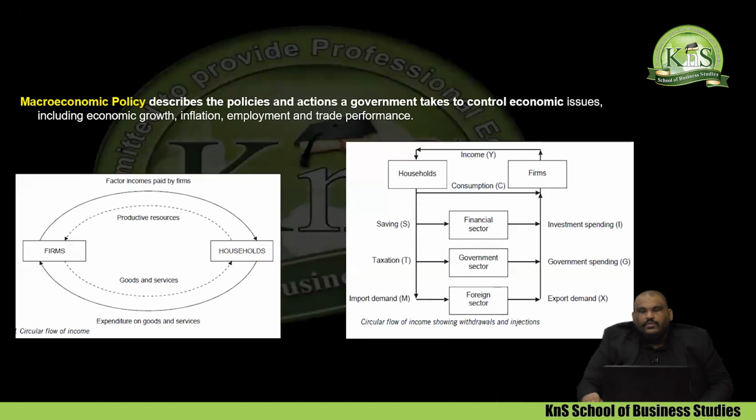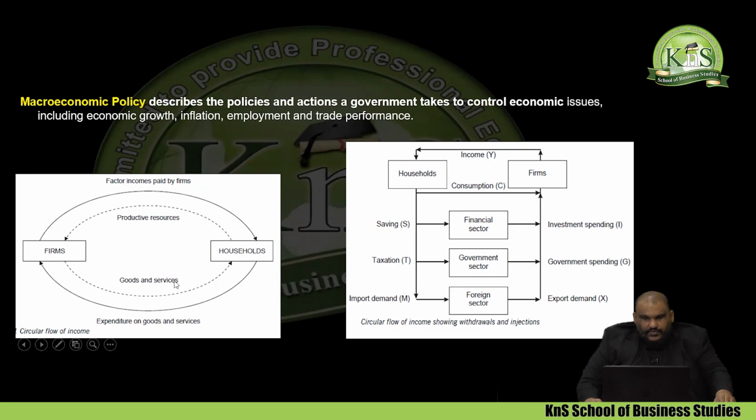Here you can see two diagrams which show the circular flow of income, where the money comes from and where the money is taken away in an economy. First, take a look at the circular diagram on the left. Here we can see how, on a smaller scale, just at the level of businesses and individuals, money comes and money goes. On the top, we see factor incomes paid by firms and expenditure on goods and services.